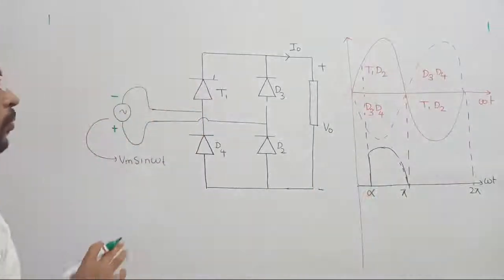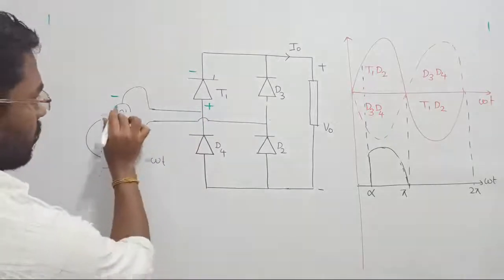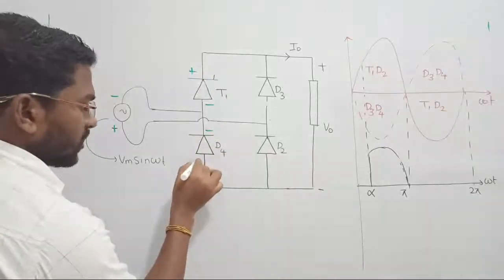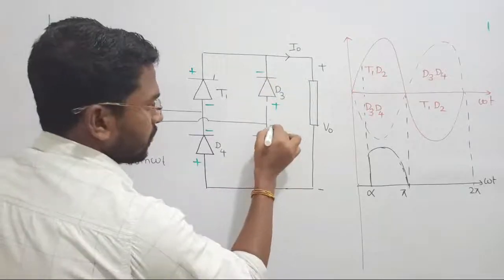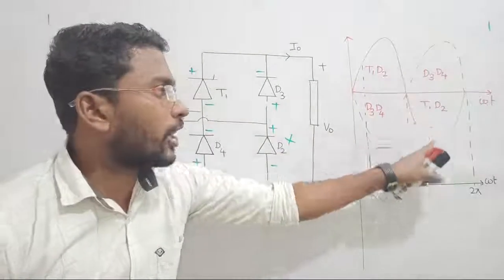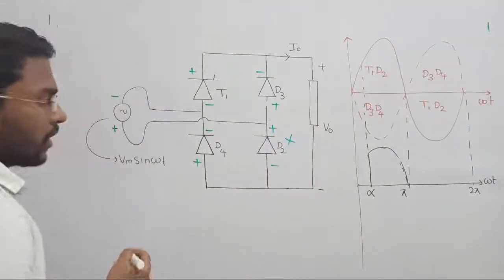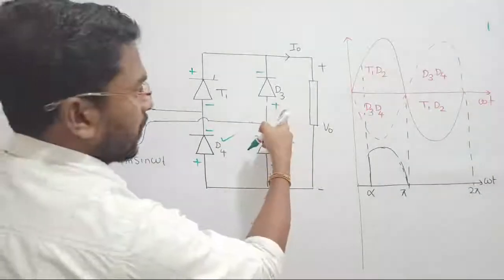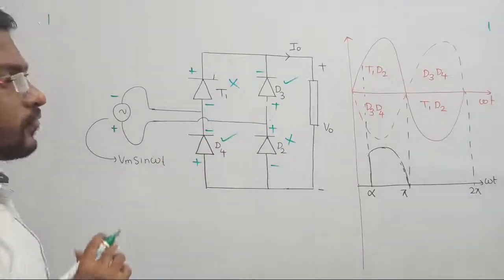After pi, what will happen? The polarity of the supply will be reversed. If it is plus, the opposite is going to be minus. Immediately this diode will be turned off. Why? After reversing the polarity of the supply, here we are getting negative. What about this one? Positive anode, negative cathode. This diode will turn on. And this thyristor will be turned off. Observe these things from the supply.